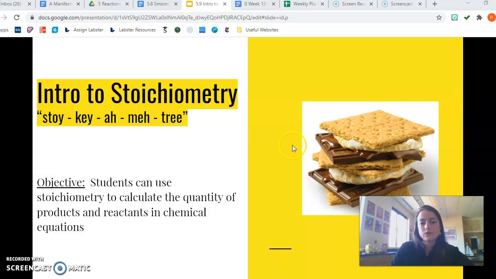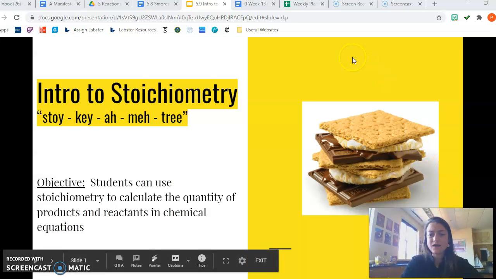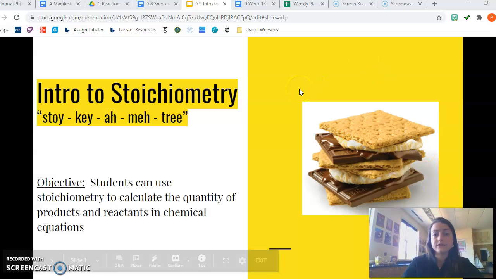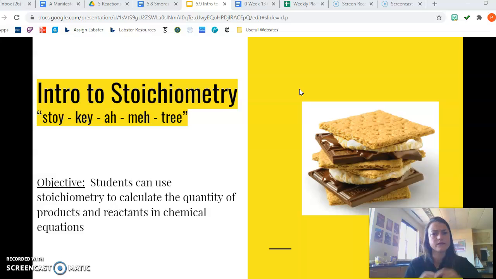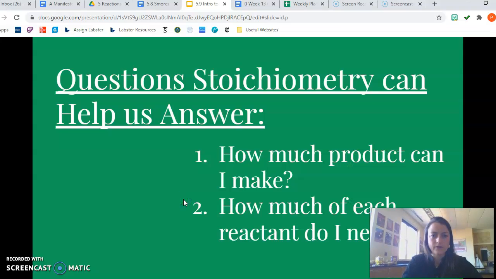Okay, so we're talking about stoichiometry in this, and it's kind of a confusing word, but essentially it's going to allow us to calculate the quantity of products and reactants in chemical equations and figure out the ratios of those things. The reason that we've got s'mores on the screen right now is because we are going to be doing an activity with s'mores in class, and I will make little baggies for those of you who are at home to pick up so that you can do that activity with us on Thursday.